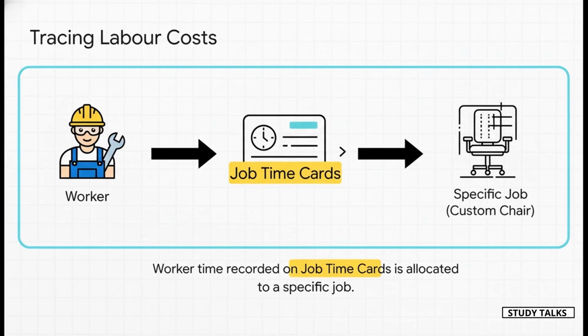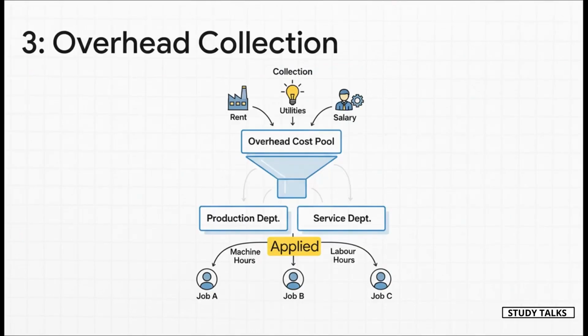But what about the costs you can't trace? Okay, deep breaths. This is step 3, the big one. This is where the marks are won or lost. Overheads. We're talking about things like rent, electricity, supervisor salaries. You can't just trace these to one job.